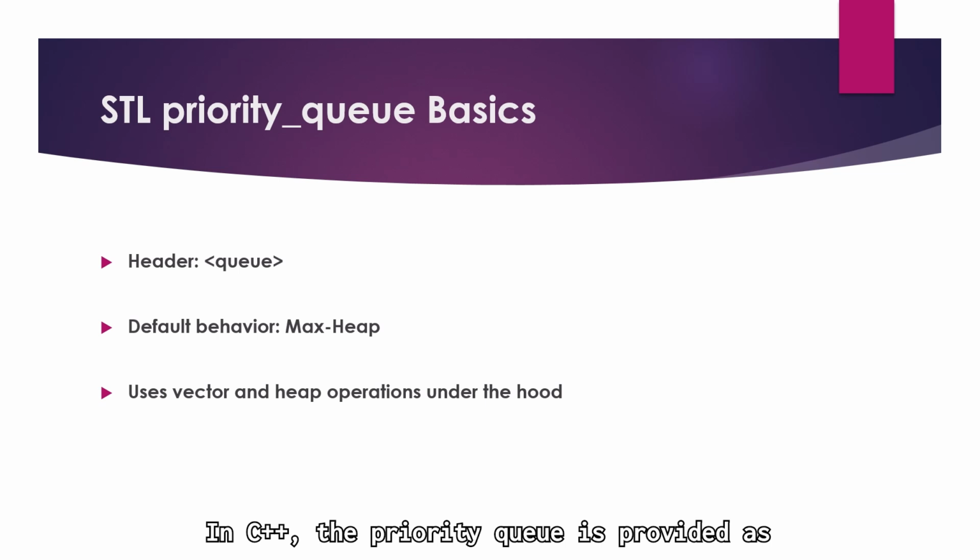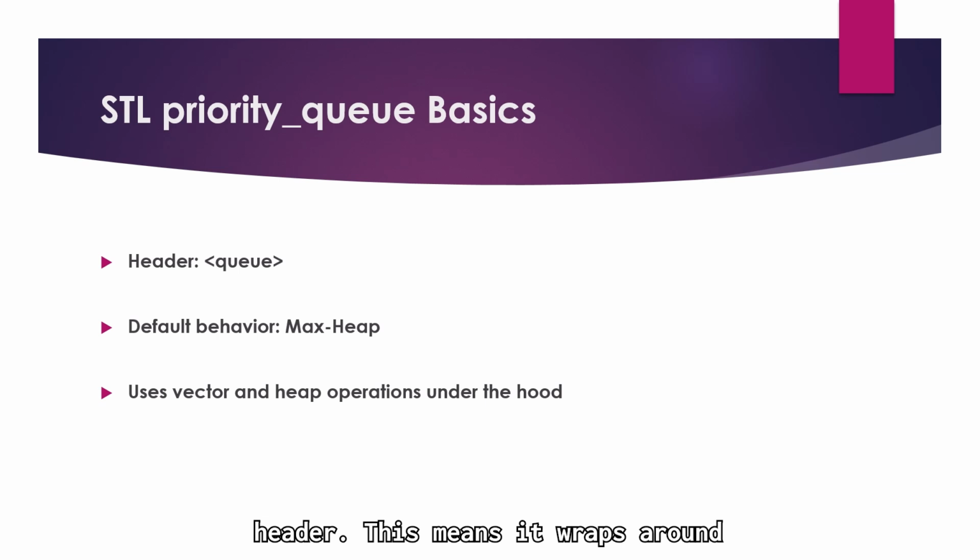In C++, the priority queue is provided as a container adapter inside the queue header. This means it wraps around another container, typically a vector, and modifies its behavior to prioritize certain elements. By default, it works as a max heap, so the largest element is always accessible at the top. This is done using the less<T> comparator, which gives precedence to higher values. All you need to do is declare a priority queue and start pushing elements into it. The heap property is maintained automatically.